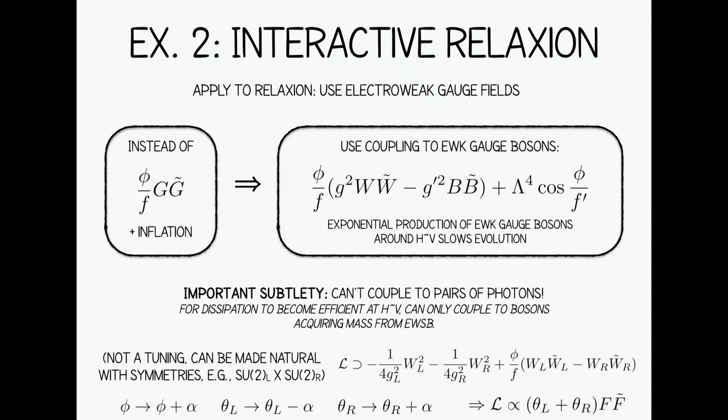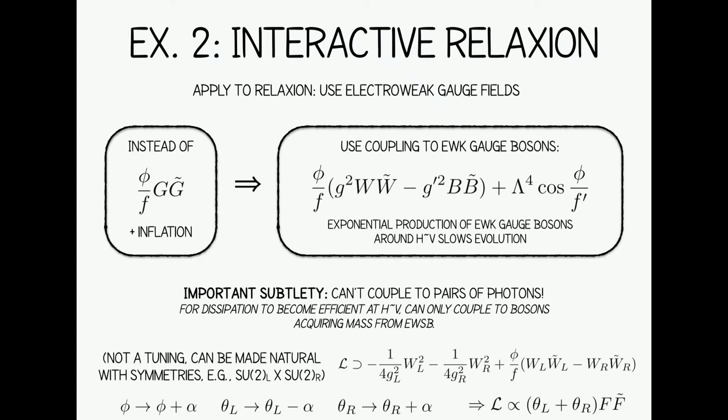So phi, even if it couples to massive gauge bosons, is not able to undergo particle production. But as phi rolls down its potential, it's changing the Higgs VEV to smaller and smaller values. The Higgs VEV changing to smaller and smaller values changes the masses of electroweak gauge bosons to smaller and smaller values. And so at some point, the electroweak gauge bosons become light enough that this field phi can dissipate energy by producing them, right?